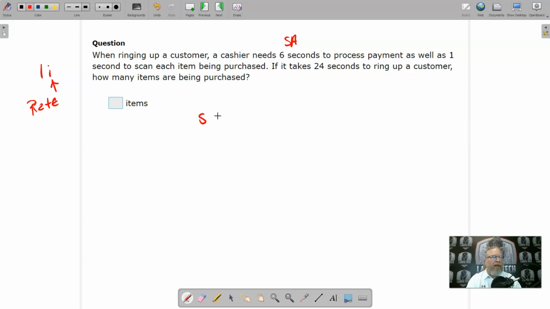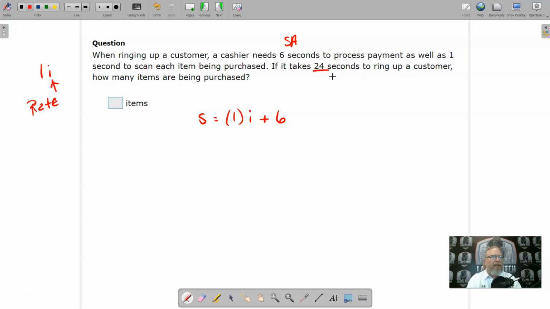Seconds to do this is a function of the number of items. And we know that it's 1 second per item. And I'll put that in parentheses, kind of keep it separate from the I. And we do have a starting amount, in this case, of 6. Now they want to know if it takes 24 seconds, how many items are there?